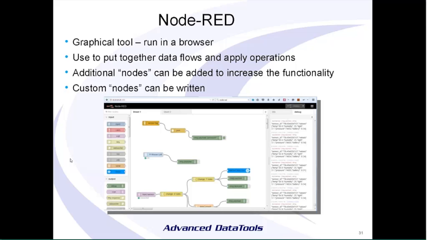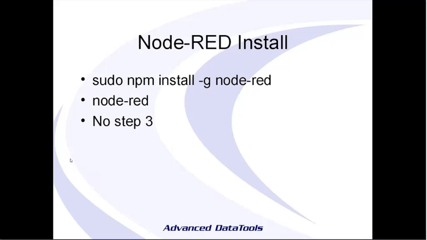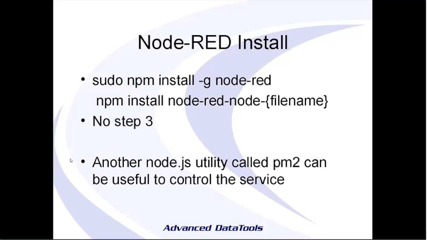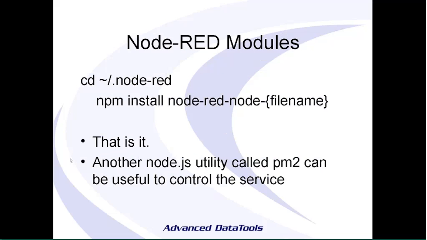The install. If you have NPM installed, which most systems will, or it'll be a one-click to do, npm install -g node-red, you run node-red, you're done. It's really easy. To install a module, you go to your node-red directory, npm install, and then node-red-node, and then the file name. So each one will tell you. There's a number of resources out there for Node-RED modules. They'll give you a very detailed walkthrough to how to install it.